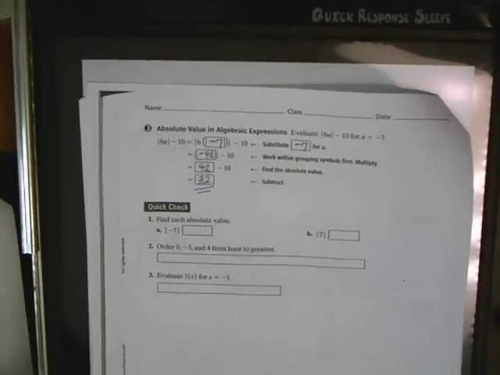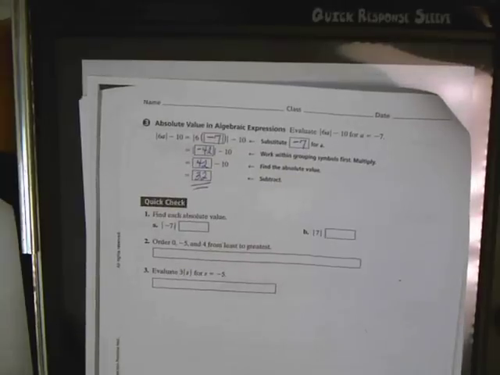I would now like you to complete the 3 quick check items. Have those ready for discussion in class tomorrow morning, and also bring in any questions you might have as well, and we will continue then. Thank you.